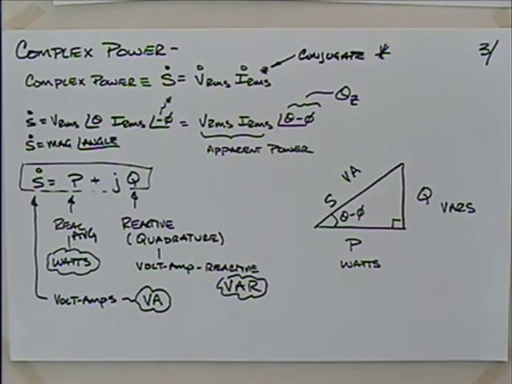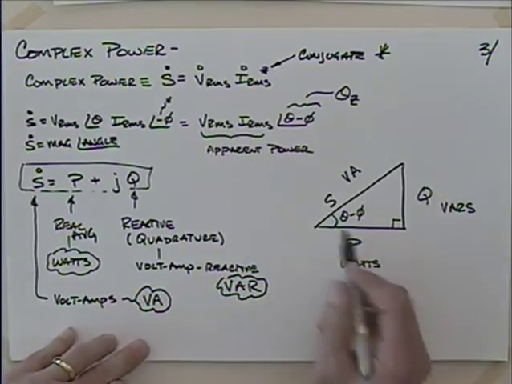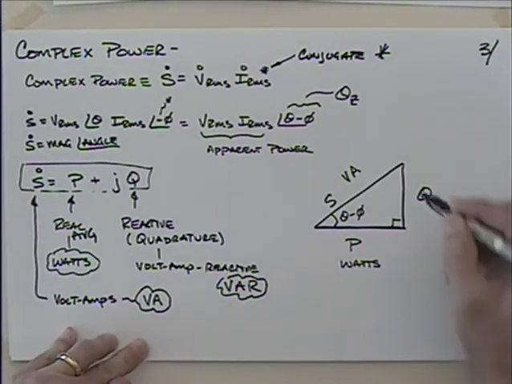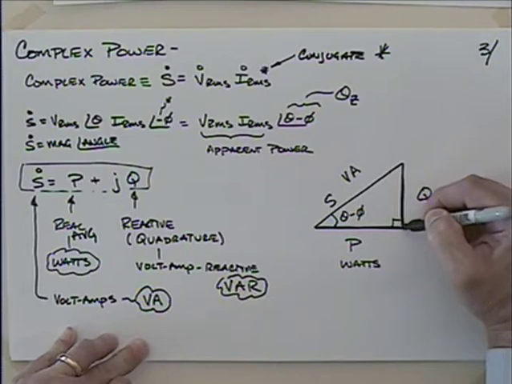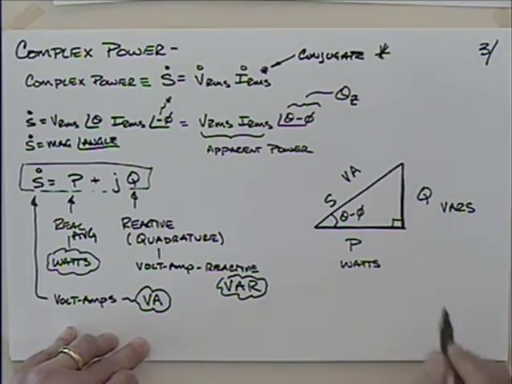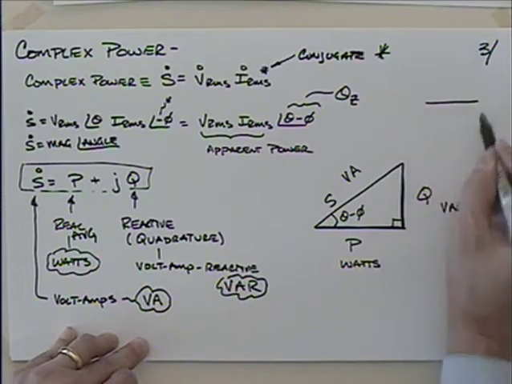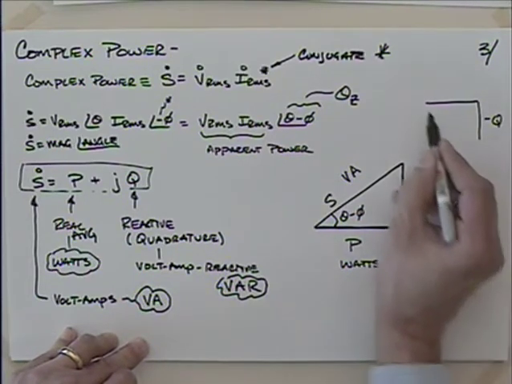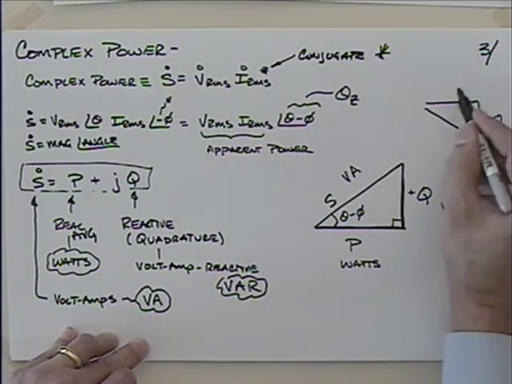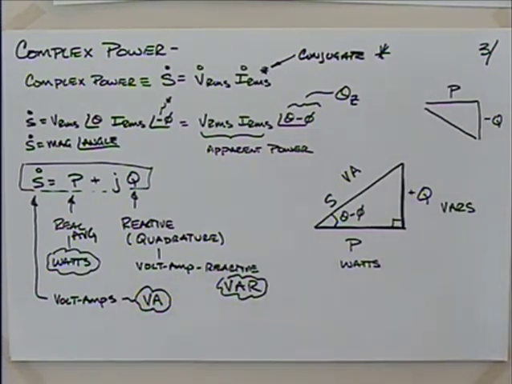So if we were to look at this as a triangle, where I put the real portion on the horizontal and the reactive portion on the vertical, and Q can be, this would be a positive Q. You can have negative Q. There's positive Q. There's minus Q. Okay? So you can have something like that.